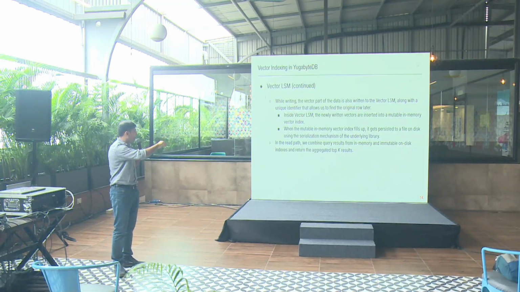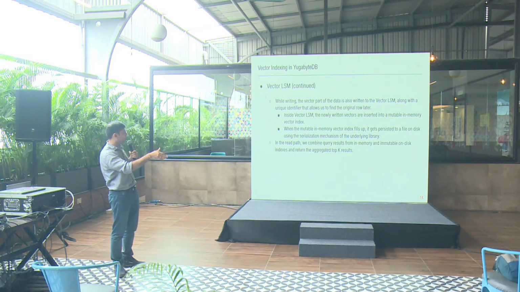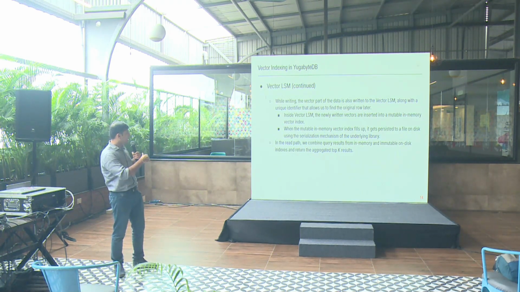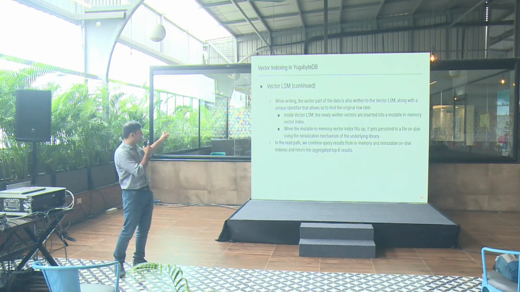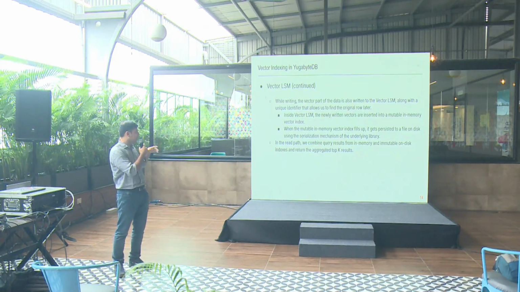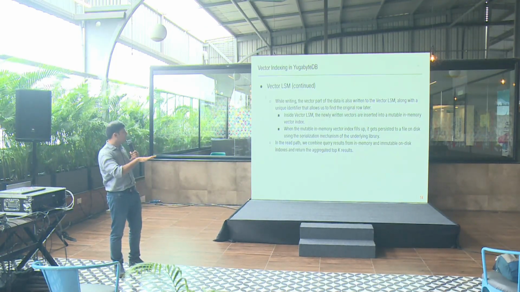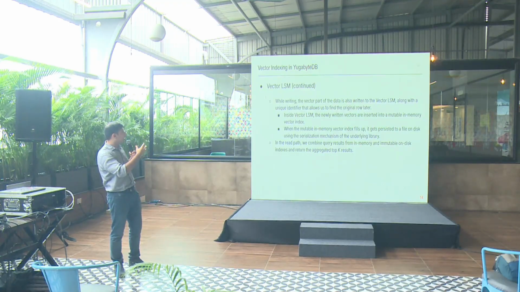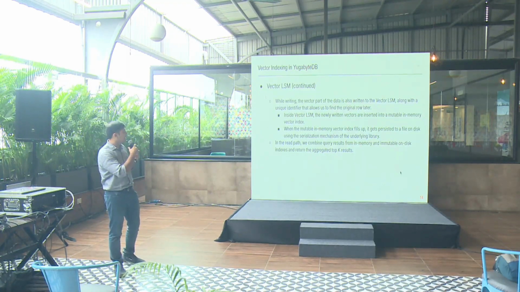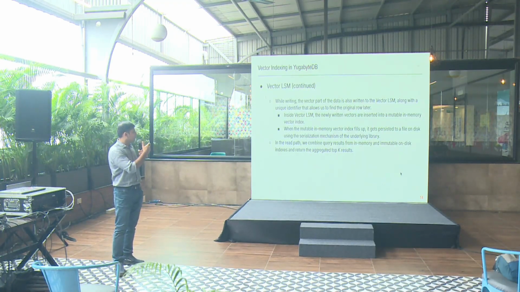On the read path, there is one more point. We need to look at the data from all these three layers: in memory as well as the immutable on-disk indexes, and then return that as an aggregated top K result. So for a top K query, we go through all three layers and return the aggregated top K results. If you go to the next slide.